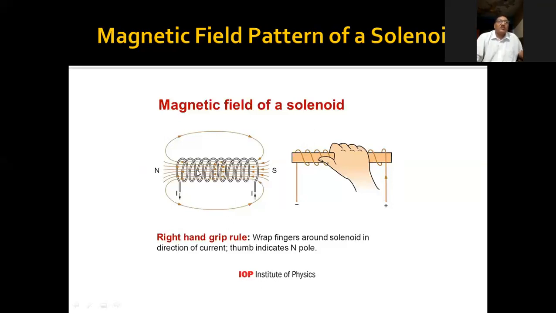So the magnetic field lines, if you are asked to draw the magnetic field pattern: from the north, the magnetic field lines will be coming out, and from the south, the magnetic field lines will be going in. And inside the solenoid, the magnetic field lines flow from south to north, but outside the magnet, they flow from north to south. I hope that you have understood this, and let's move to the next slide.